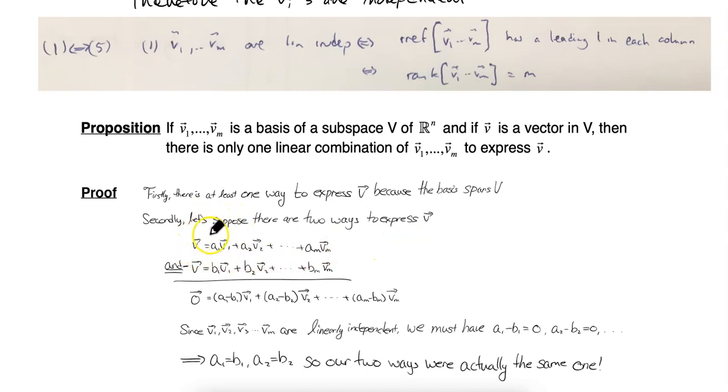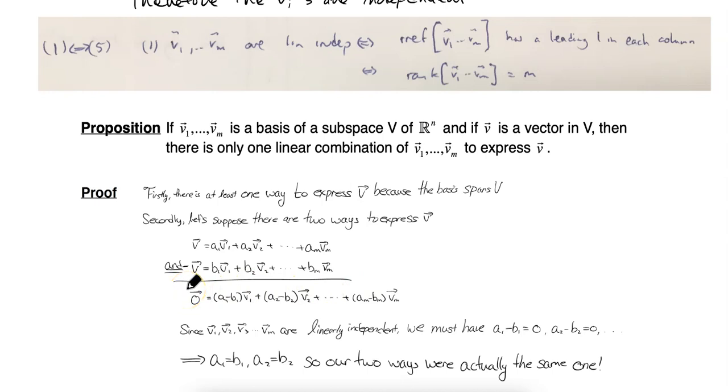We can say that v is a1 times v1 plus a2 times v2, etc. But it's also b1 times v1 plus b2 times v2 plus etc., where these a1, a2, a3 and b1, b2, b3 would be different. By subtraction, we can see that v minus v is 0, and then this minus that is a1 minus b1 times v1, and so on. Term by term, we can reach this expression.